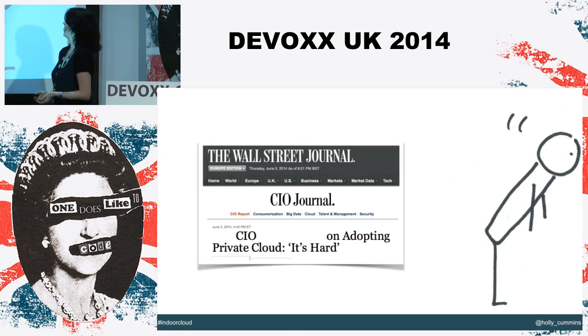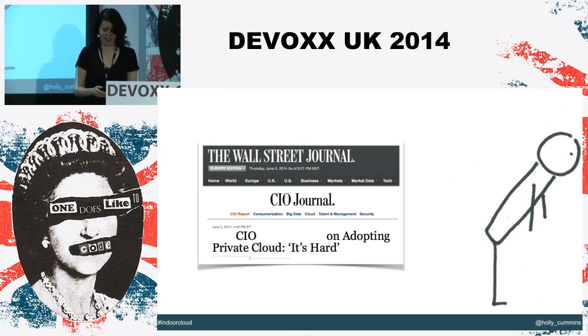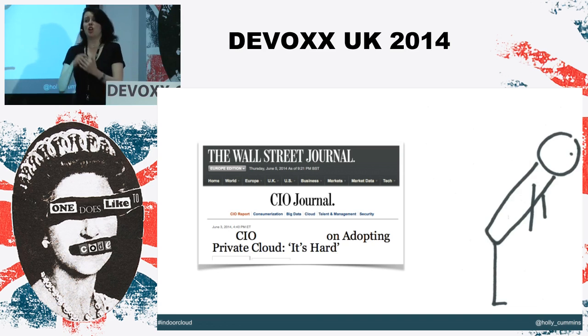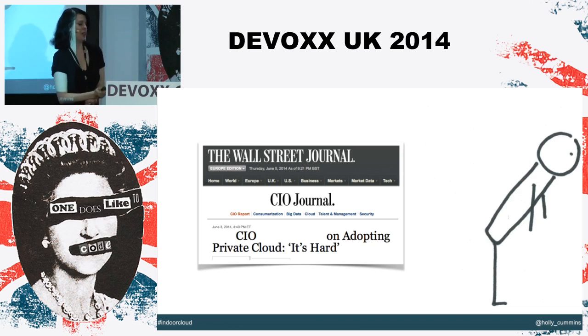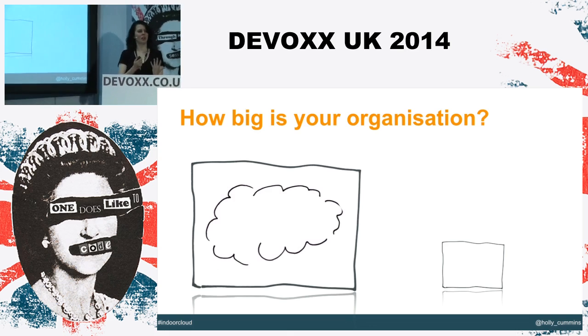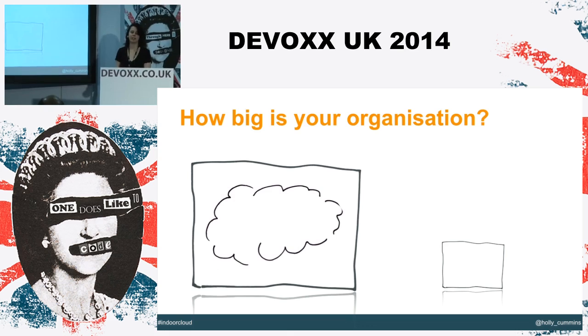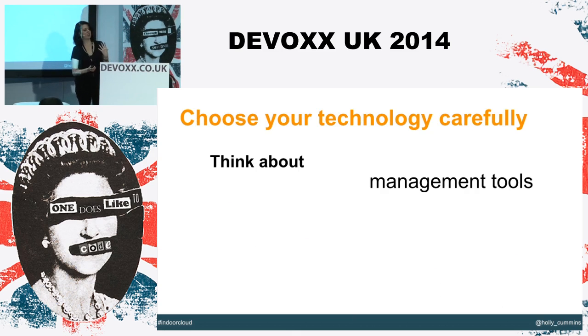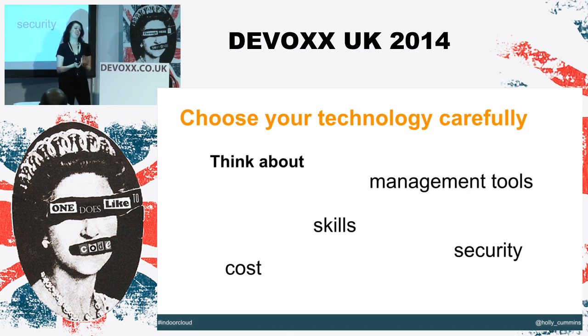And it wasn't just that I was incompetent. Doing things to do with cloud is hard. OpenStack have this really sweet bit on their website that says it's good for institutions, maybe not so good for smaller organizations. A big organization can absorb the work for a cloud if you've got a dedicated IT department and that kind of thing. A smaller organization is vulnerable to being crushed by the cloud. So when you choose your technology, think about what you can cope with as an organization. Think about how you're going to manage it, what skills you have, how much it's going to cost, and security.